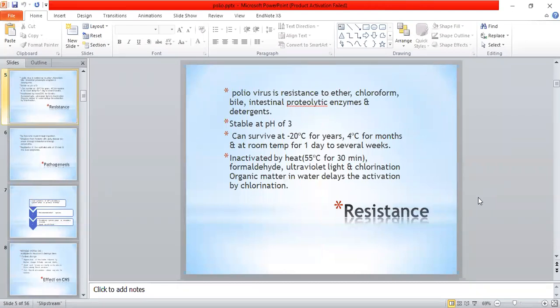How does the polio virus resist? The polio virus is resistant to ether, chloroform, bile, intestinal proteolytic enzymes, and detergents, and it is stable at a pH of 3. It can survive at minus 20 degrees centigrade for 4 years, at 4 degrees centigrade for months, and at room temperature for 1 day to several weeks. It is inactivated by heat, formaldehyde, ultraviolet light, and chlorination, though organic matter in water delays inactivation by chlorination.